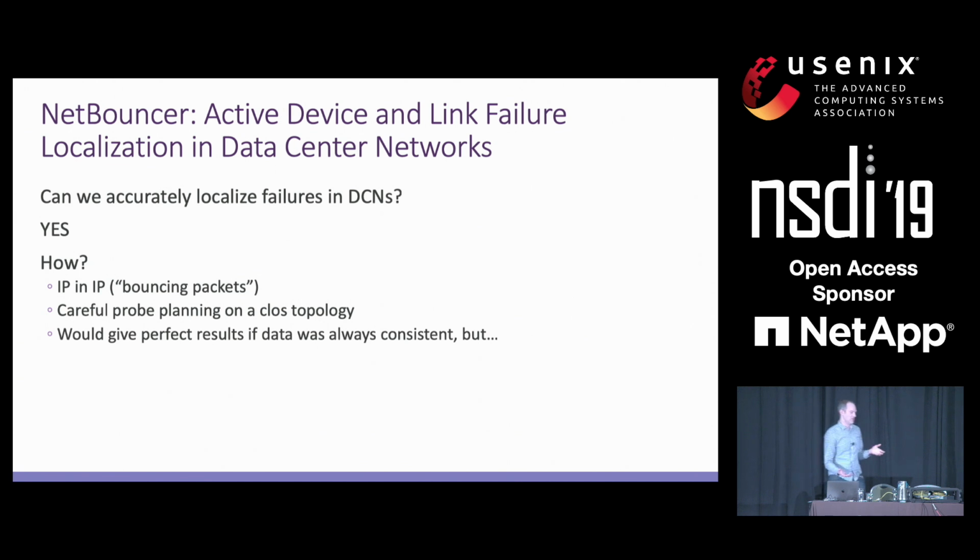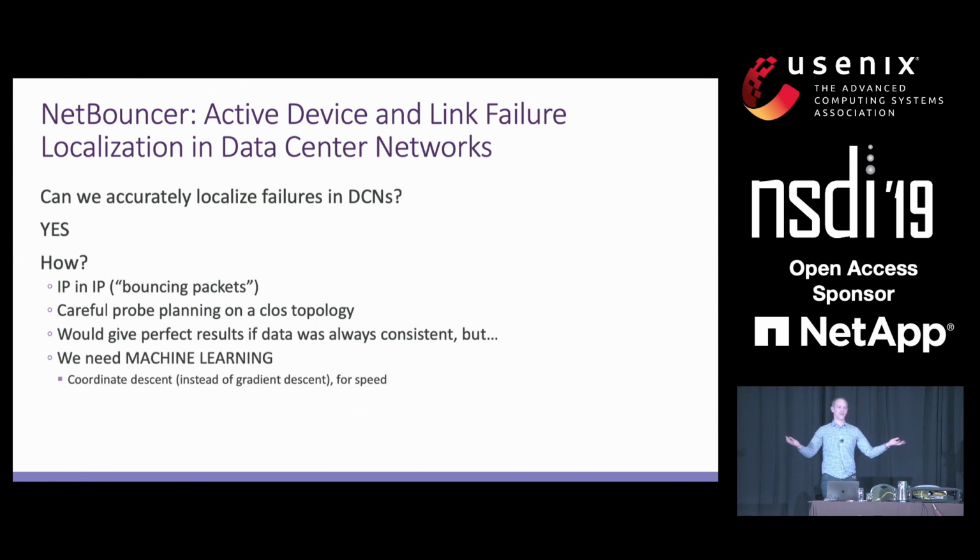And the authors note that this would be great if all of the data that you get out of your measurements are consistent. But if, for example, you're measuring loss, there's lots of reasons that loss can happen that have nothing to do with a link failure. And so your data is noisy and you need something else. Guess what it is? It's machine learning.